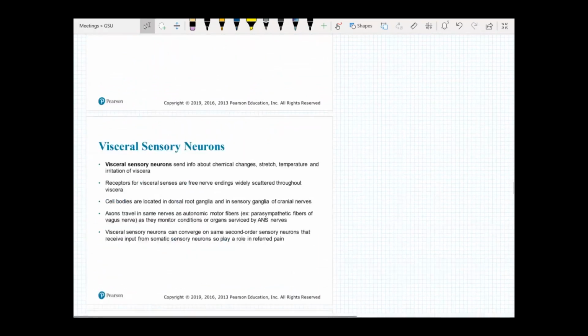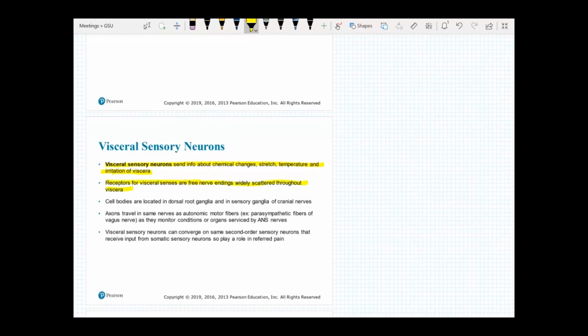The next part of chapter 14 is going to focus on visceral sensory neurons. So visceral sensory neurons are going to be sending information about changes in chemical, stretch, temperature, and any kind of irritation from the viscera. So this is very similar to the sensory neurons that we talked about in the skin when we were talking about those in chapter 12. However, these are specific from inside our body, the viscera.